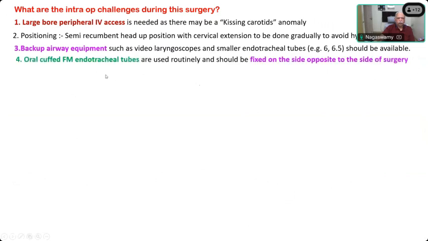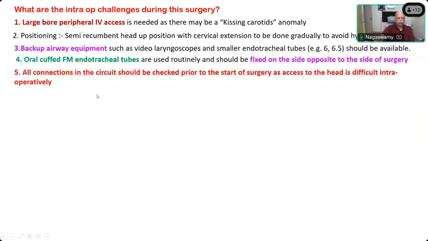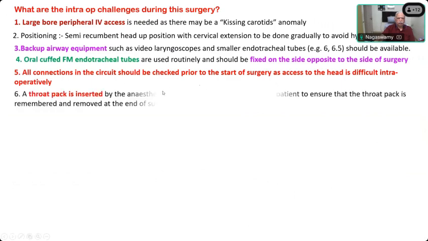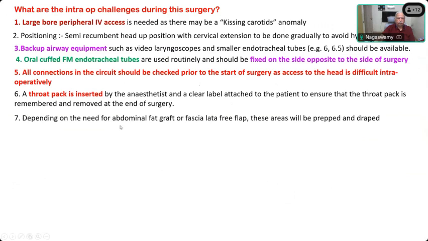Oral preformed tubes are the tubes of choice and are fixed on the side opposite to the side of the surgery, because the surgeons usually go through the right nostril to do the surgery. And all connections in the circuit are to be checked prior to the start. A throat pack is inserted and you must have a clear label attached to the patient so that you remember to remove it at the end.